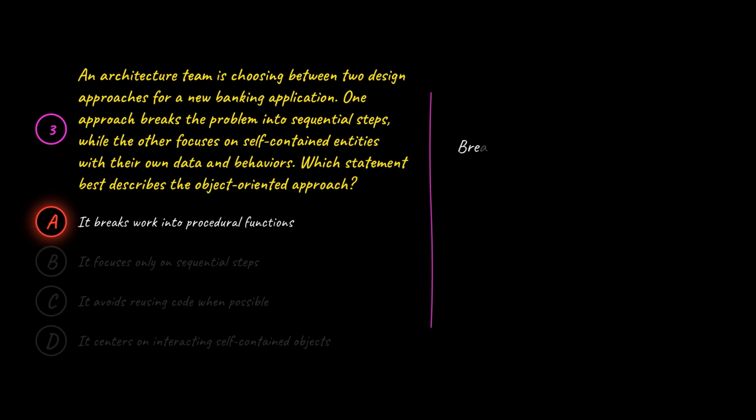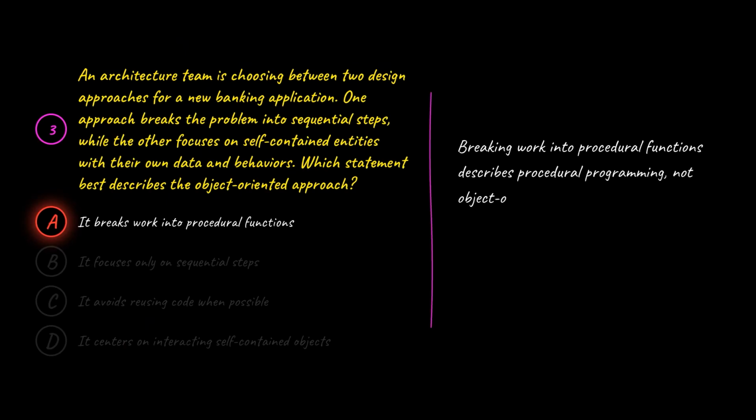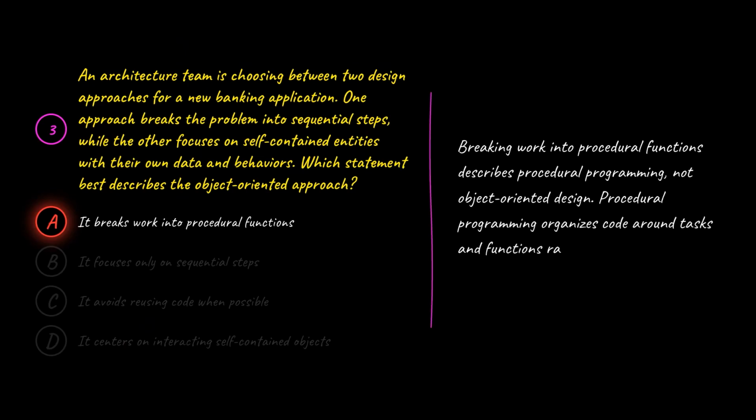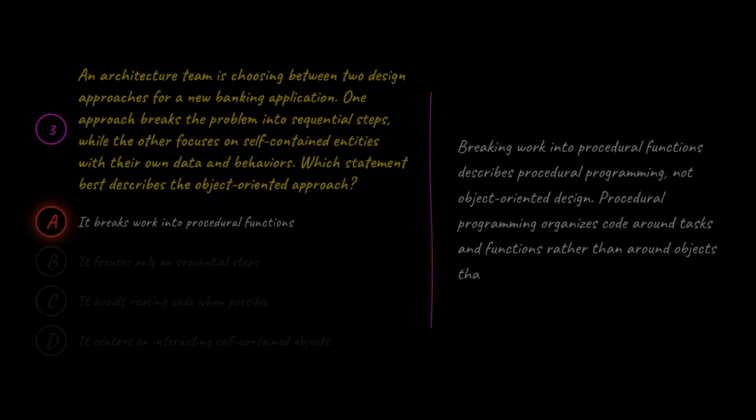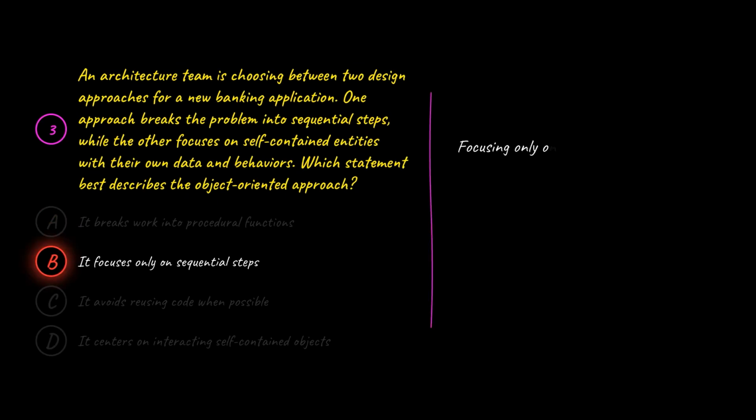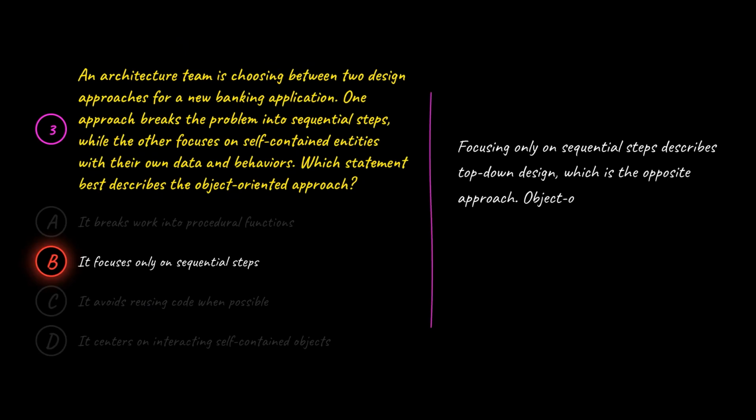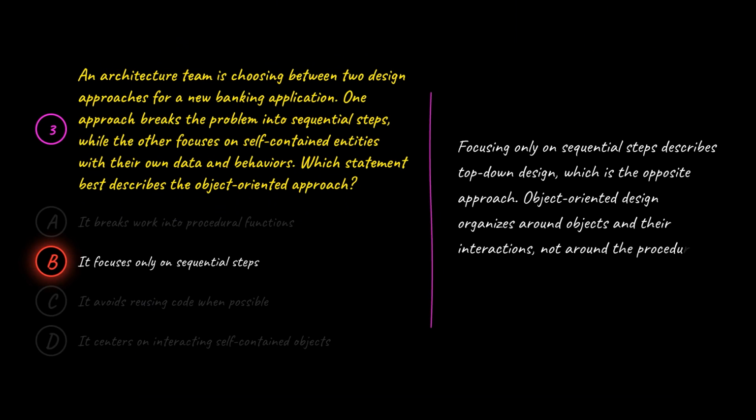A is wrong because breaking work into procedural functions describes procedural programming, not object-oriented design. Procedural programming organizes code around tasks and functions rather than around objects that bundle both data and methods together. B is wrong because focusing only on sequential steps describes top-down design, which is the opposite approach. Object-oriented design organizes around objects and their interactions, not around the procedural flow of discrete sequential operations.